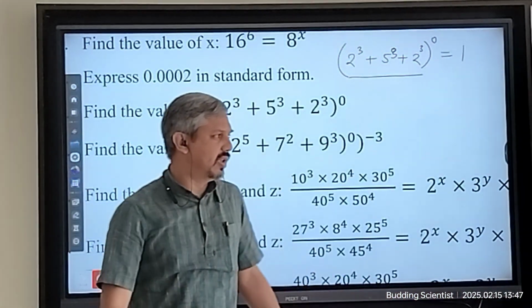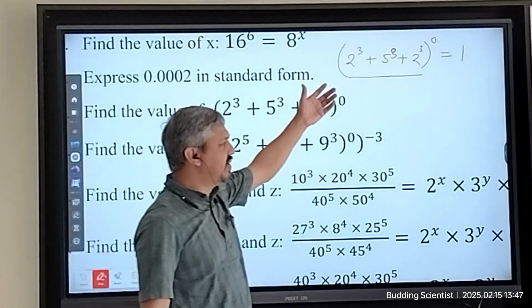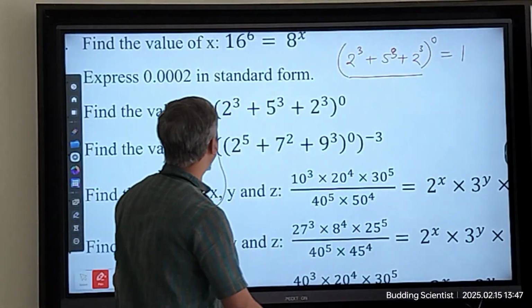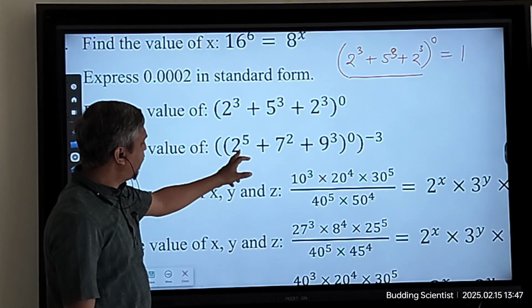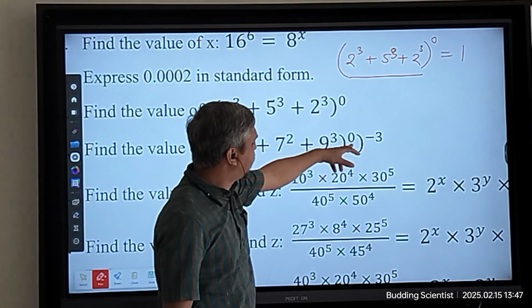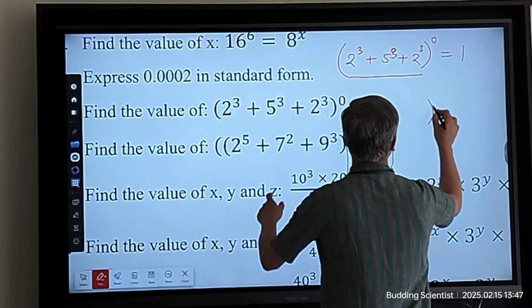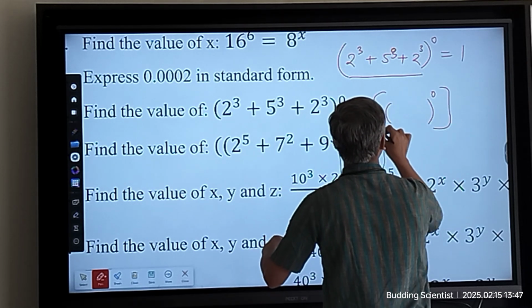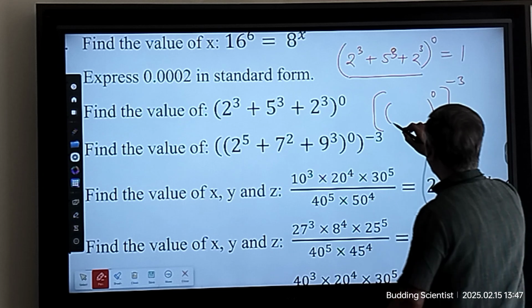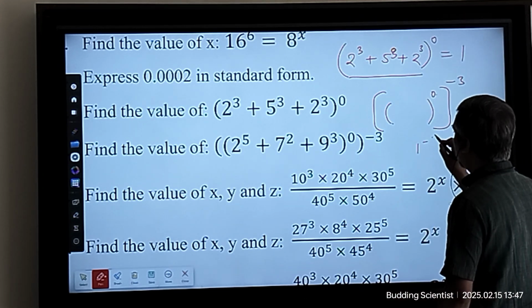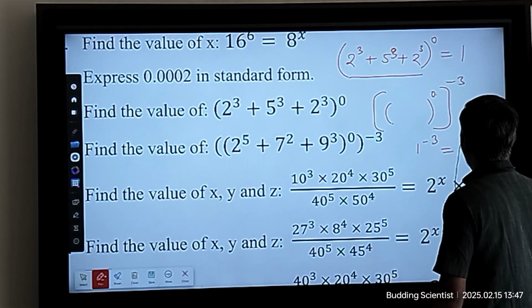Just write the answer once. Again, you will be very lucky if this kind of question comes in the examination. This problem, (2^5 × 7^2 + 9^3)^0 raised to the power minus 3, is equal to something in the bracket raised to 0, and that is raised to minus 3. Now this raised to 0 will be 1. So it is 1 raised to minus 3, which is equal to 1.